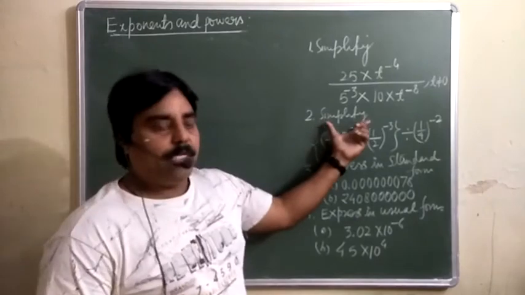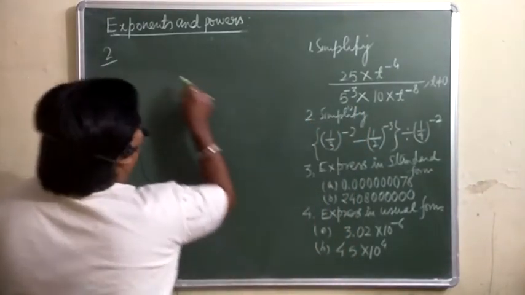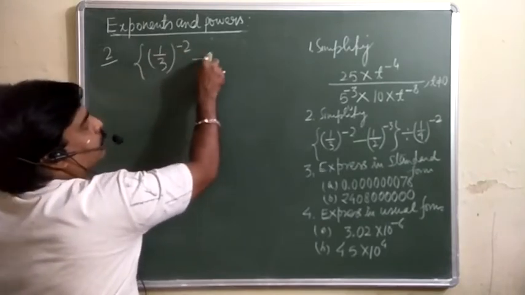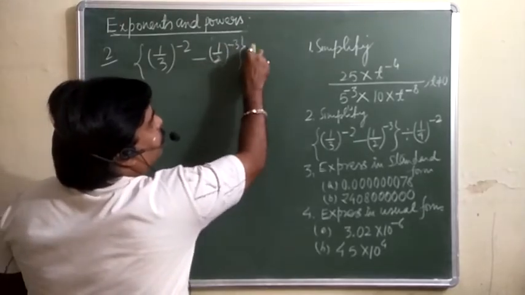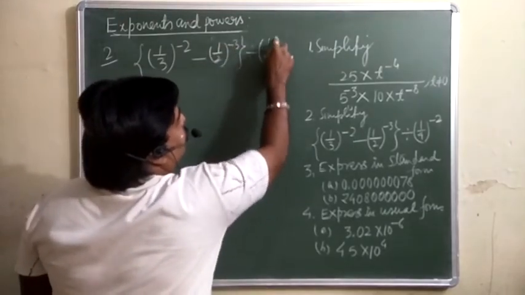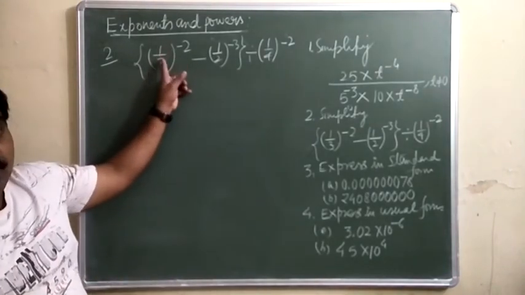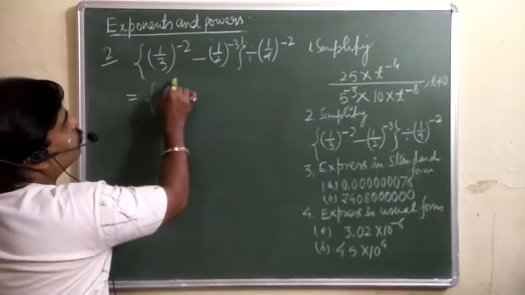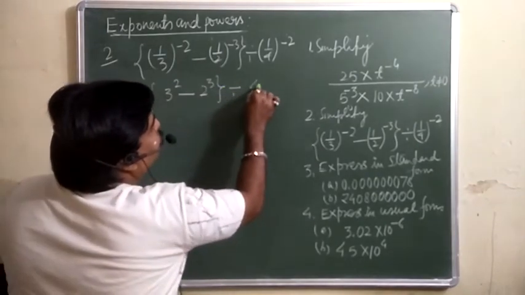Now the second question we are taking, simplify. Look at here now. This is 1 over 3 raised to power minus 2 minus 1 over 2 raised to power minus 3 divided by 1 over 4 raised to power minus 2. So here are the negatives. Direct you can do the reciprocal of this one. Direct इसका reciprocal करेंगे तो देखिए क्या आएगा, ये 3 raised to power 2 minus 2 raised to power 3, division sign, 4 raised to power 2.